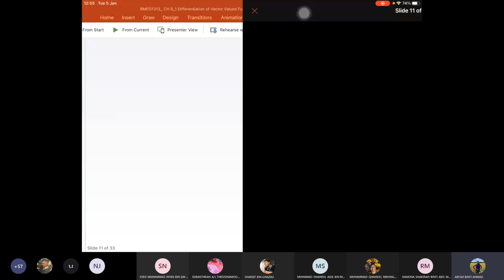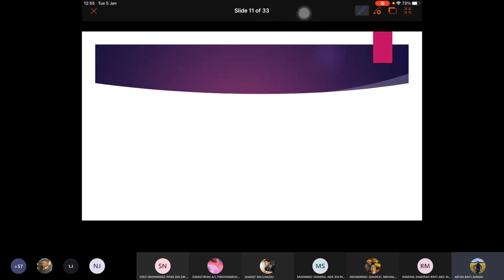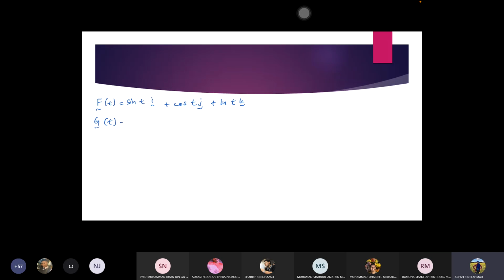Okay, soalan tadi kita ada example dia bagi. Vector F sama dengan sin T i tambah dengan cos T j tambah dengan ln T k, and vector G akan sama dengan cos T i tambah dengan sin T j tambah dengan T k. Okay. So dia suruh dapatkan dot product bagi vector F dan juga vector G.